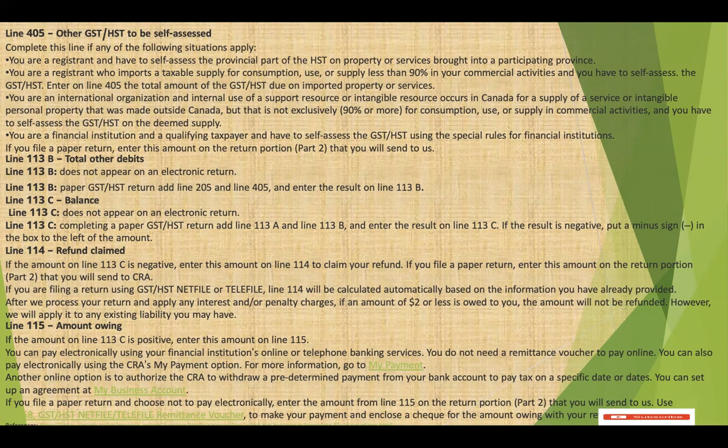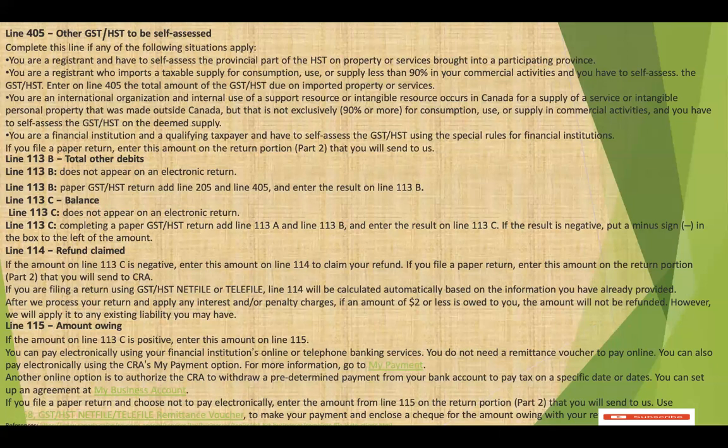So line 113B has the total other debits. Line 113B does not appear if it is electronic, but if it is paper, you have to add line 205 and line 405 to give you the result on line 113B. And the balance on line 113C, electronic does not appear, but if you're using paper, you have to add line 113A and line 113B and enter the result on line 113C.